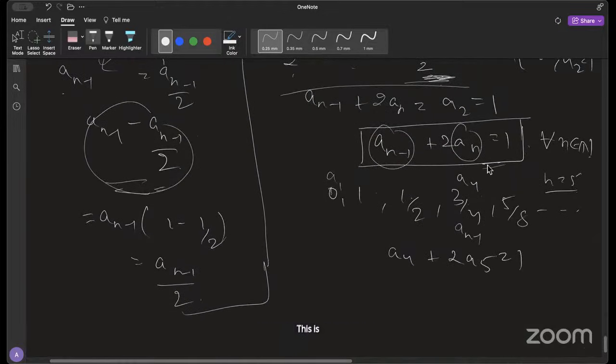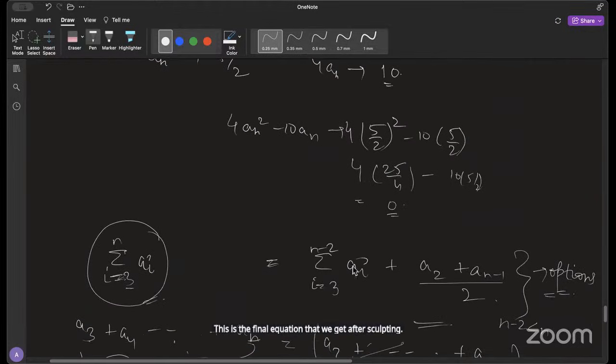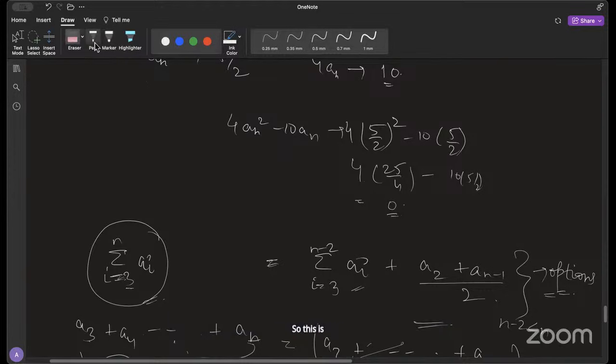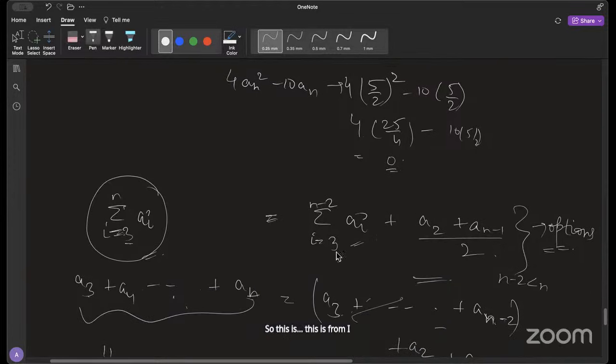This is the final equation that we get after solving. And this is not a series, it's just a sum. Series is when you take i varying from 1 to infinity. That's what you call a series. So this is from i equals 3 to n minus 2. This is just the sum of the sequence from 3 to n minus 2. That's all. Can you just zoom in, ma'am? I just wanted to take a screenshot of this.